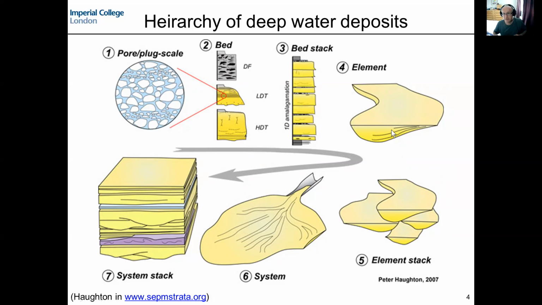They define geometrical elements. Those elements would include channels, for example, and they can also be stacked up. And those elements have a certain spatial distribution with respect to each other. One common example is that channels split and get smaller in a downstream direction, but those channels also feed lobes or frontal splays. And these kinds of depositional systems can also be stacked to form bigger successions of strata.